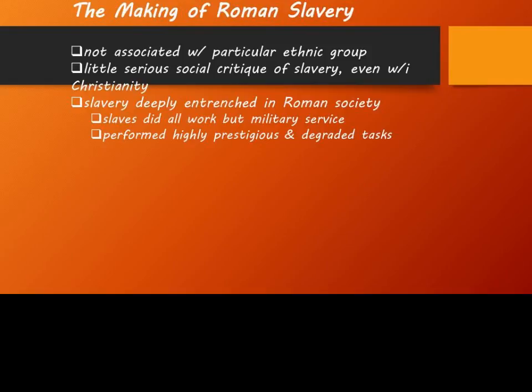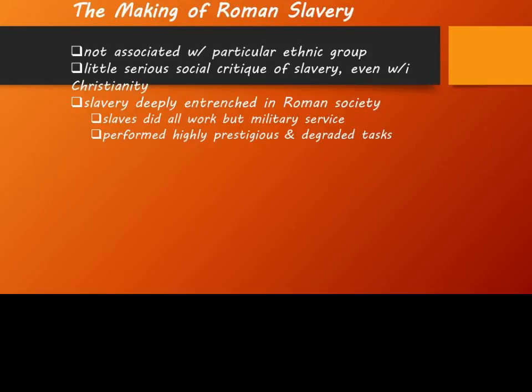Now, within the Roman Empire, there's little serious social critique of slavery, even within Christianity. Slavery was deeply entrenched in Roman society. It was very important economically. There was so much cheap labor coming into Rome. Slaves could be found really in every sector of the economy, from manual labor in the fields to white-collar work in the cities, or even the gladiatorial blood sports of the Colosseums, or domestic work.